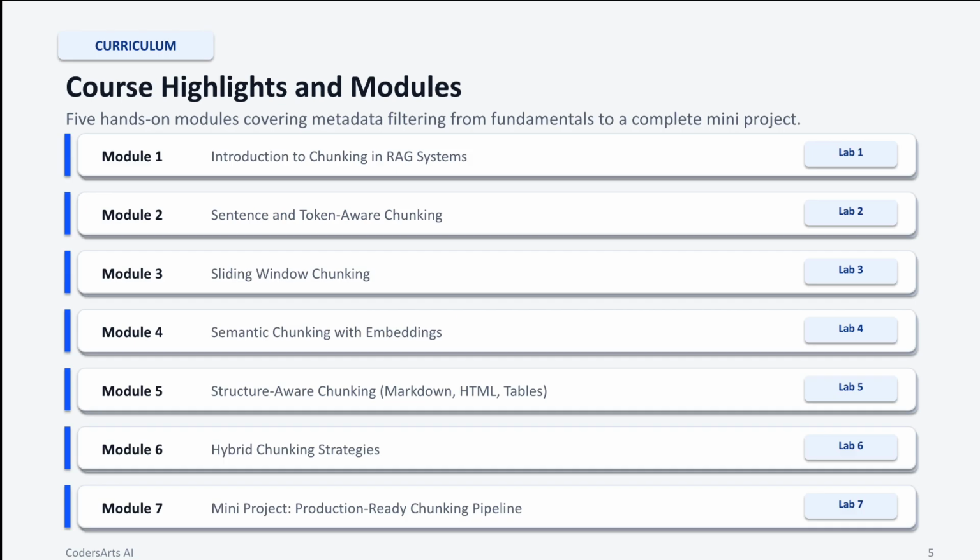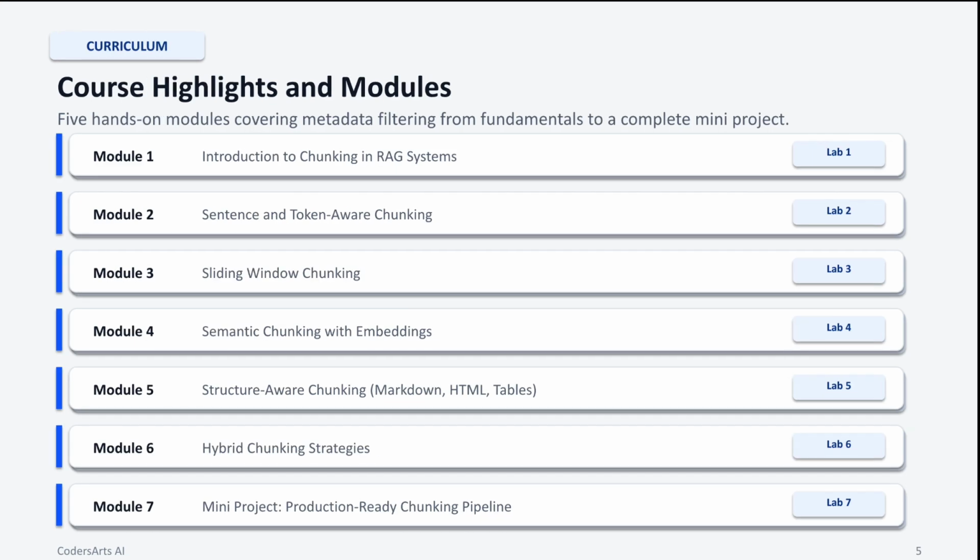We take you step by step through the entire pipeline, from basic token and sentence chunking, sliding window chunking, semantic chunking with embeddings, and hybrid chunking strategies. Finally, a production-ready pipeline project.